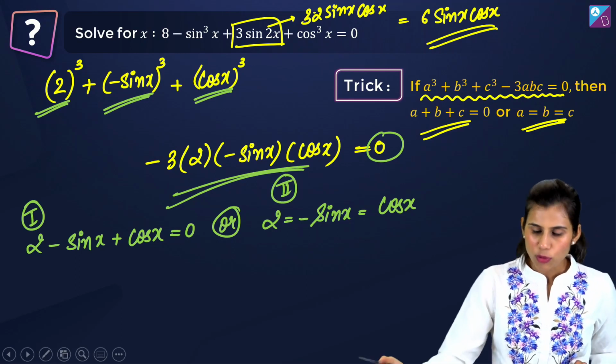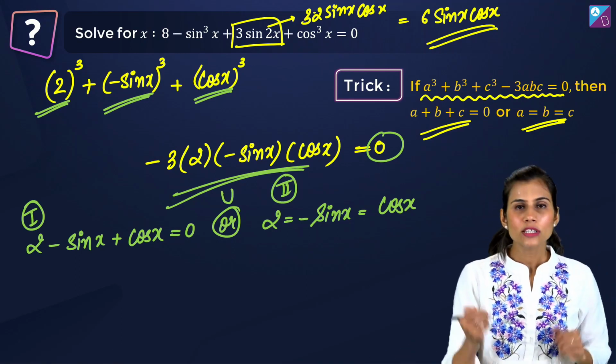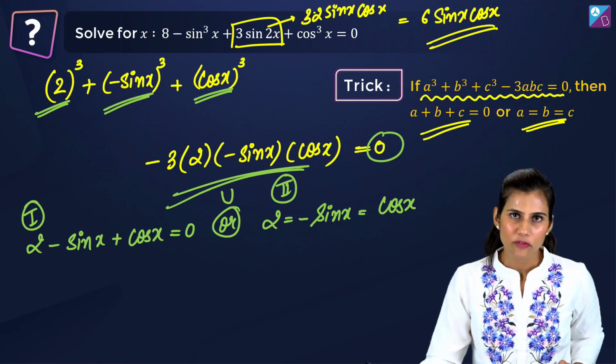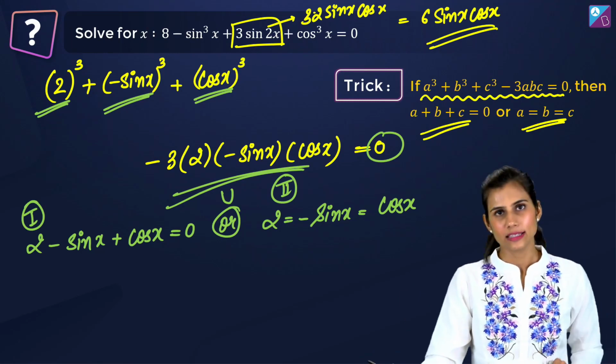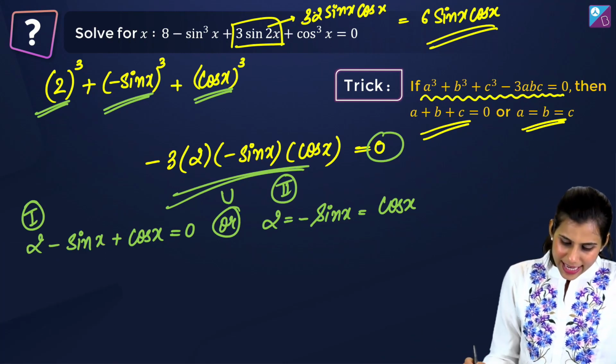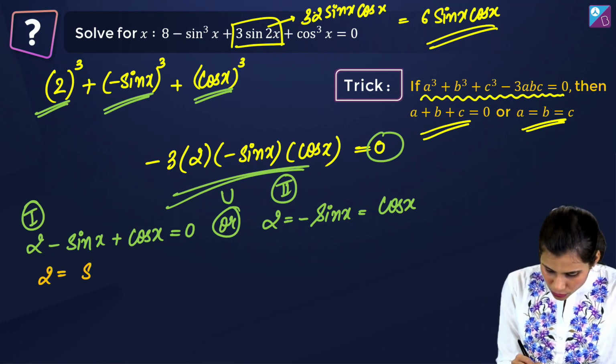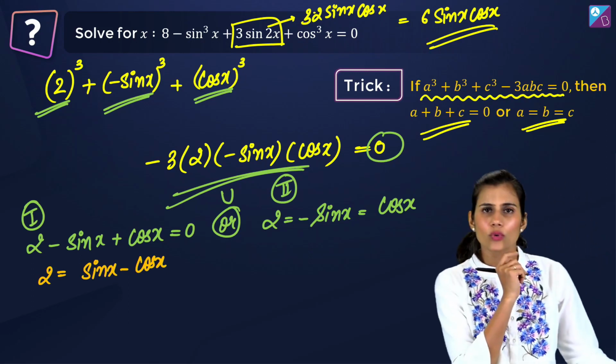I will solve both of them, get their solution sets individually, and since it is an 'or', I will take the union of their solution sets. That will be my final answer. Let's look at the first equation, very carefully. It says 2 minus sine x plus cos x is 0, which means 2 is equal to sine x minus cos x.